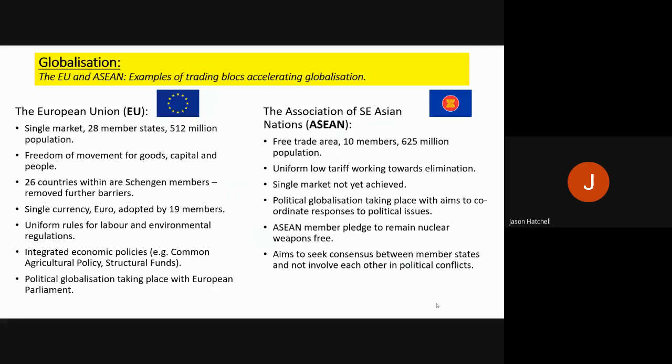This group coordinates responses to political issues and tries to work together to keep peace and to be weapons free in terms of nuclear weapons. It basically aims to achieve consensus between these 10 nations on political conflict, to reduce violence, to reduce war, and to keep the peace essentially, whilst also economically prospering from free trade. So there are your two examples of trading blocs accelerating globalization.